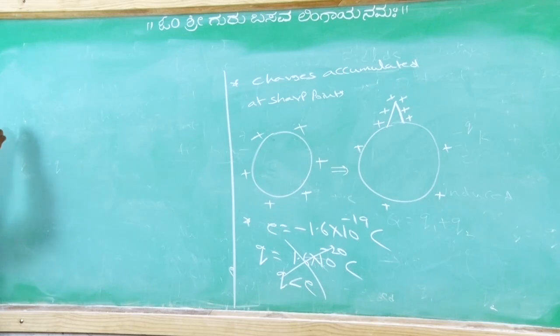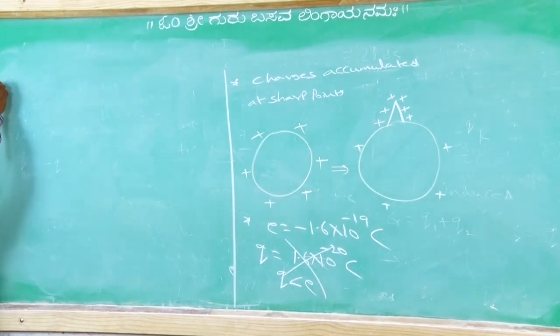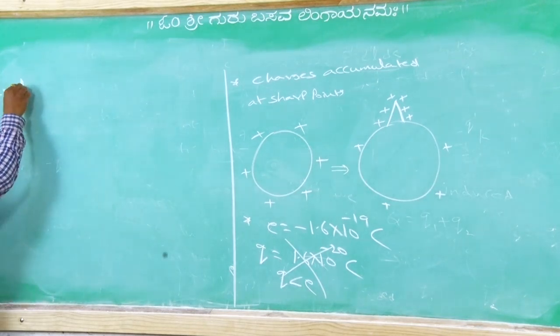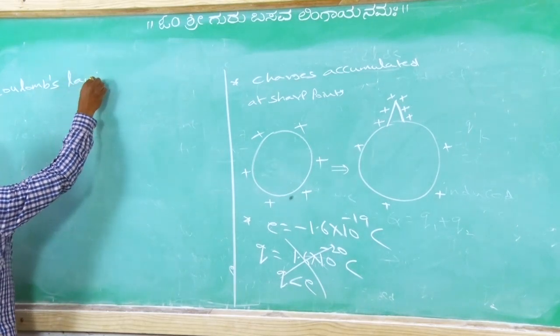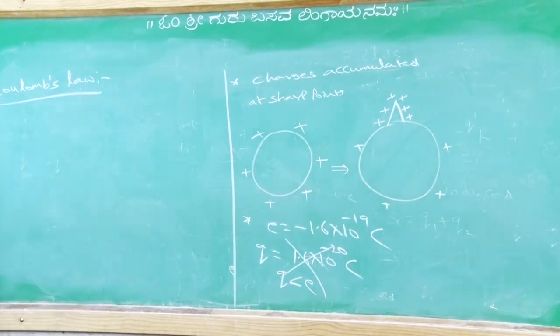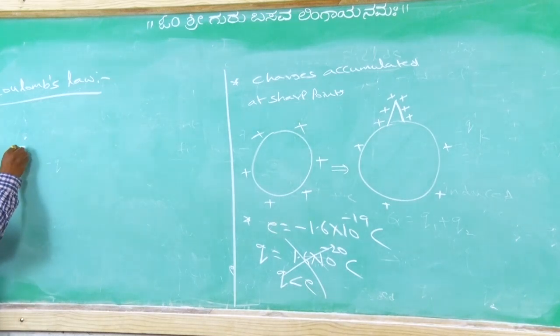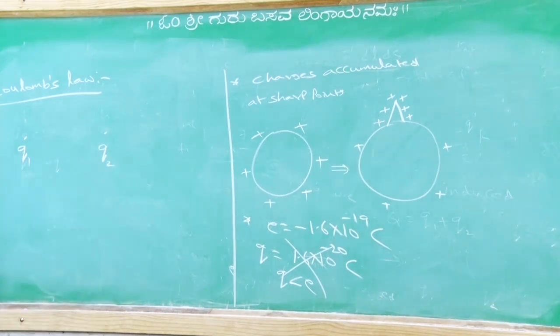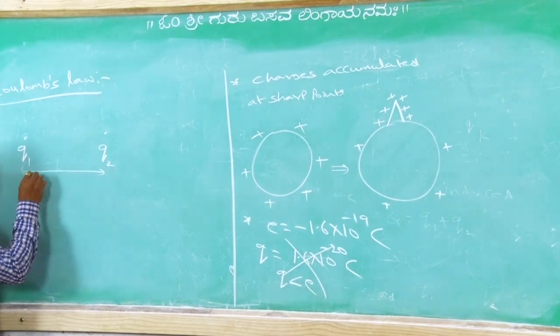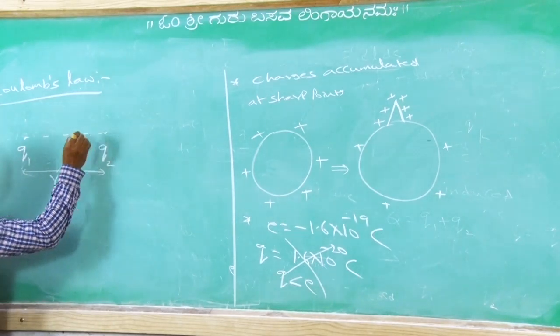After knowing about electric charge, you should remember Coulomb's law. Coulomb's law is well defined for the forces acting between two stationary point charges. Suppose Q1 is one point charge and Q2 is another point charge, and these two are located at a certain distance r along one line.